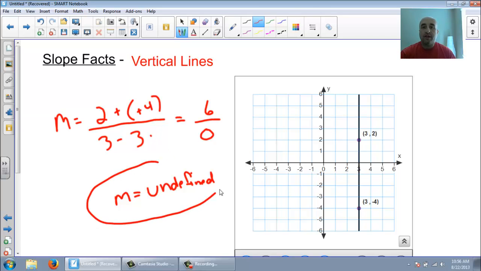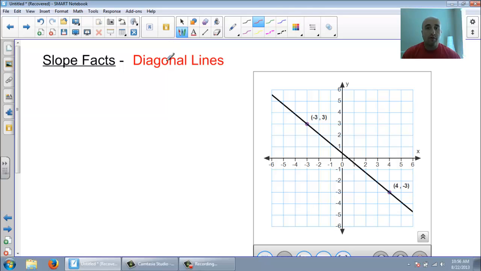Next, so we have horizontal, we have vertical, now we have diagonal. So we're going to do the same thing with this diagonal line. We're going to figure out the slope. Now this diagonal line goes down and to the right. So if it starts in the top left and goes down and to the right, the slope is going to be pretty similar. So let's figure it out.